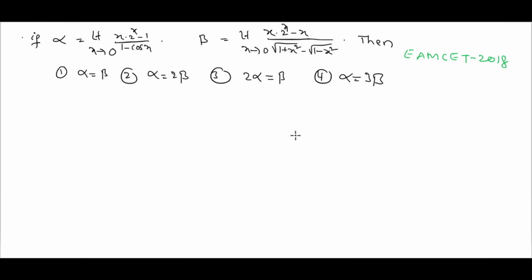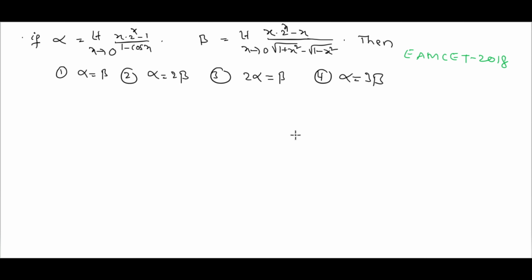So this problem is from MSET 2018. Here it is given that alpha is equal to limit x tends to 0 of x into (2 power x minus 1) by (1 minus cos x), and beta is given as limit x tends to 0 of (x into 2 power x minus x) by (square root of 1 plus x square minus square root of 1 minus x square). Then the relation between these two is: first option alpha is equal to beta, second alpha is equal to 2 beta, third option alpha is equal to 2 alpha is equal to beta, fourth option alpha is equal to 3 beta.